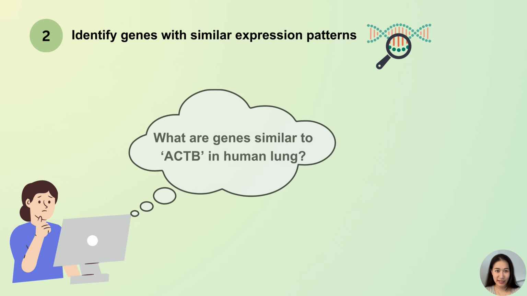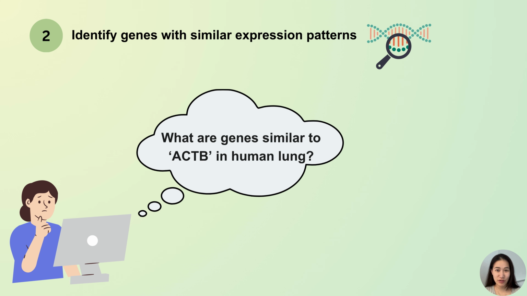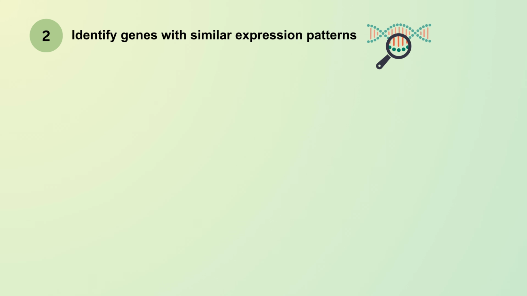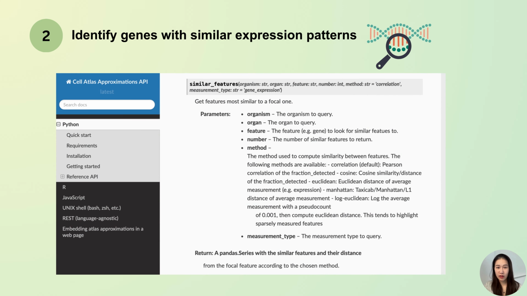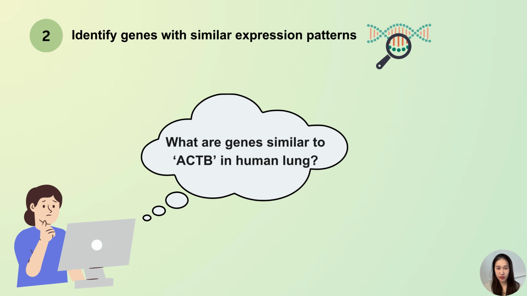Sometimes you might be interested in finding genes that behave similarly to a gene of interest, for example, to identify potential correlated genes or candidates for pathway analysis. The Atlasapprox API provides a convenient method called similar features. This can return the top genes with expression patterns most similar to a target gene in a given organ. Here's how to do it to find genes with similar expression to ACTB in a human lung.